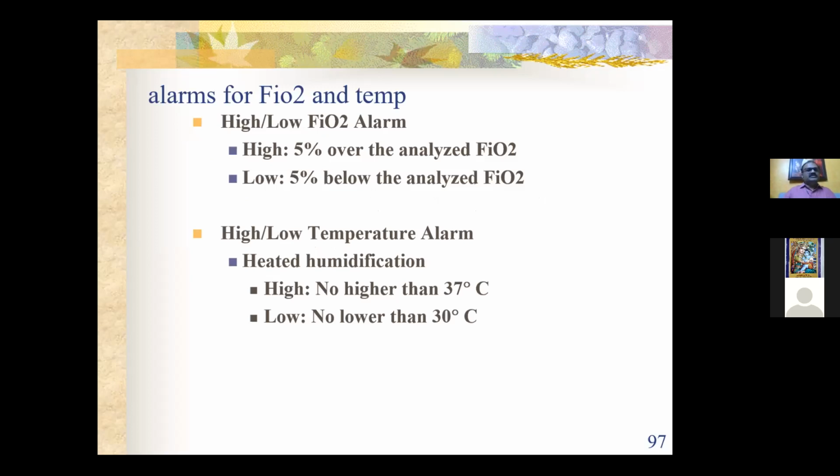Then there can be alarms for FiO2. FiO2 is basically preset in the ventilators. Usually, if it goes 5% above the analyzed FiO2, or if it goes 5% below the analyzed one, there can be alarms. That is usually preset in a ventilator. Then, if you're using heated humidification, there can be temperature alarms also. The high should not be more than 37 and the low should not be lower than 30. That is what we said.